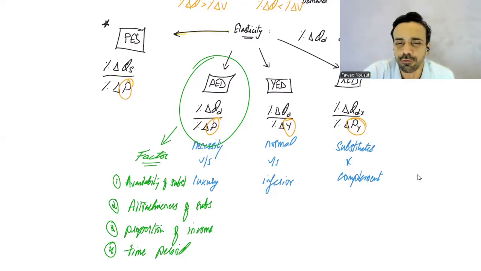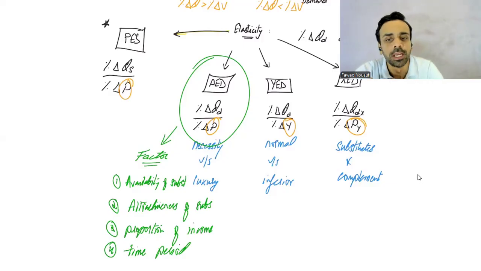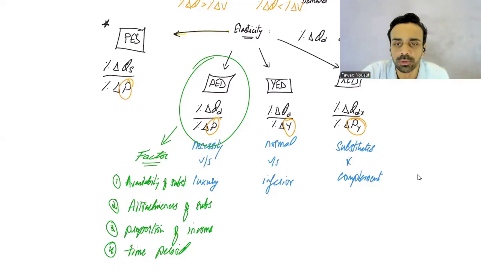Bamford ke andar mainly these four are discussed. Marking scheme mein these four are mainly talked about. You can go on and talk about luxury, necessity. You can talk about, in terms of broader category, attractiveness और availability के अंदर ये सारी चीजें आ जाती हैं.